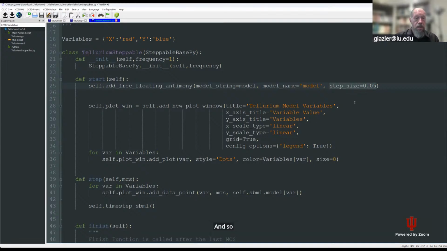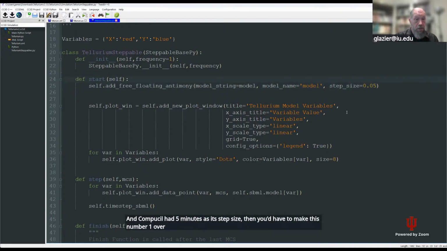And so again, if my internal antimony time were 1 second and my Monte Carlo step were 60 seconds, I would have to set step size to 1/60. So CompuCell doesn't do that conversion for you. You have to figure that out. So if you're using an existing antimony model where its step size is 1 second and CompuCell had 5 minutes as its step size, then you'd have to make this number 1/300.